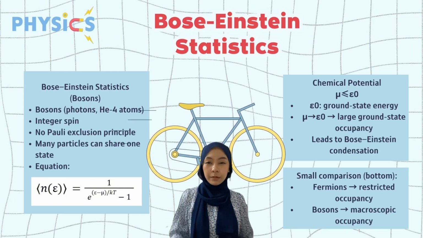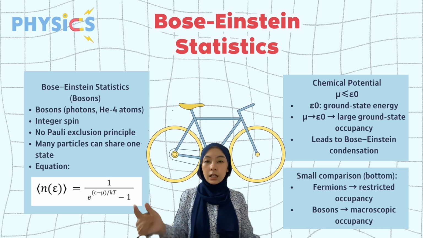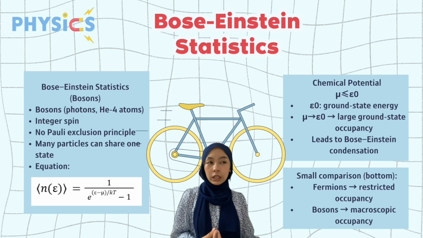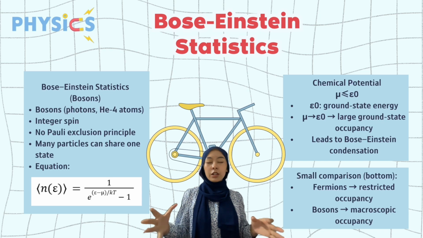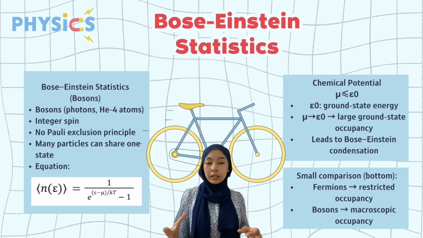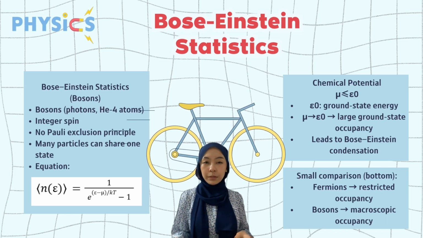This leads to a phenomenon called Bose-Einstein condensation, where a large number of particles accumulate in the ground state at low temperature. In summary, the key difference between the two statistics lies in the allowed occupancy of energy states. Fermions are limited to one particle per state, while bosons can have multiple particles in the same state. The chemical potential controls how the particles are distributed across the energy levels, acting as an occupancy threshold for fermions and enabling condensation behavior for bosons.